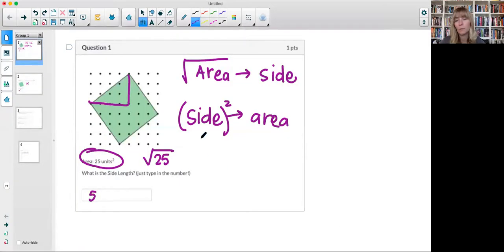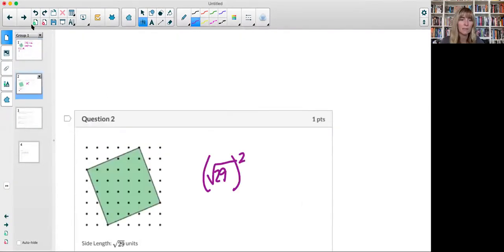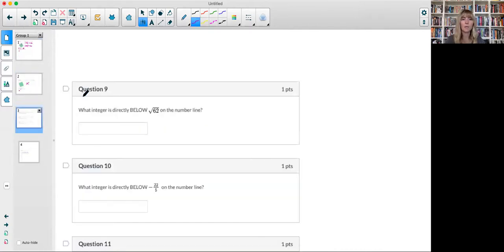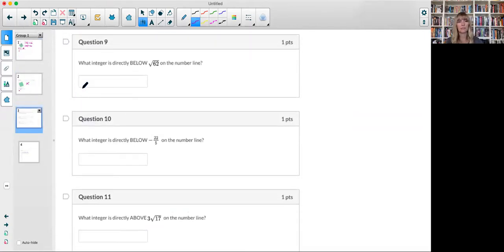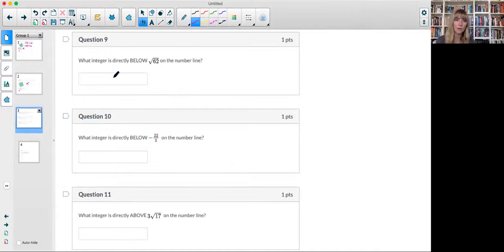All right, these ones, I'm going to come back to my other file that I can actually write on, because I got a lot of questions on the practice on this, and I just want to make sure we're all clear on what it means when it says above or below. Okay, so these were the next questions. This one, here we go. So this is the next group of questions, 9, 10, and 11.